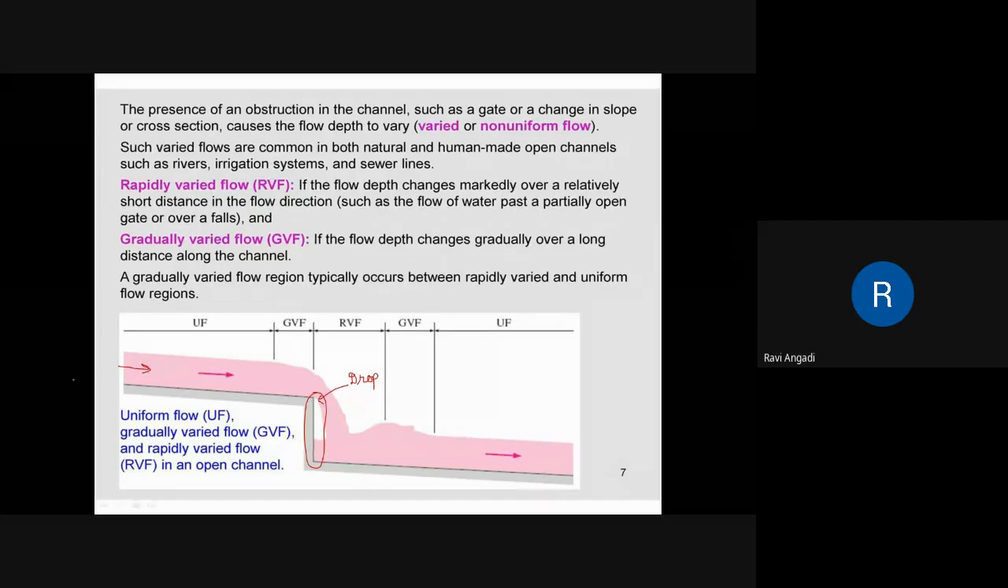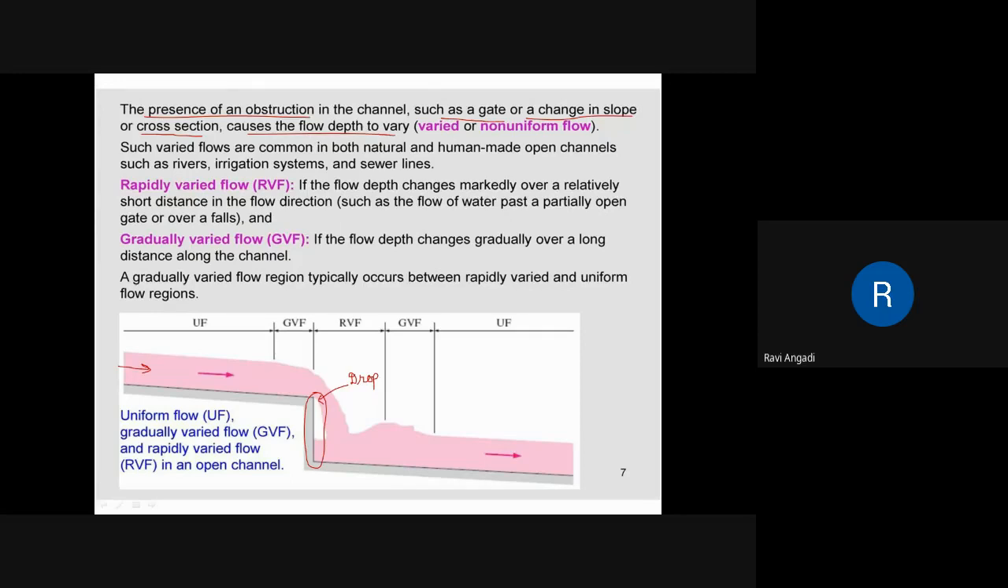Okay, this is the drop in a channel or a canal. Just observe here the presence of an obstruction in the channel. What are the obstructions? Such as a gate may be present, or a change in the slope or the cross section. These all are obstructions.